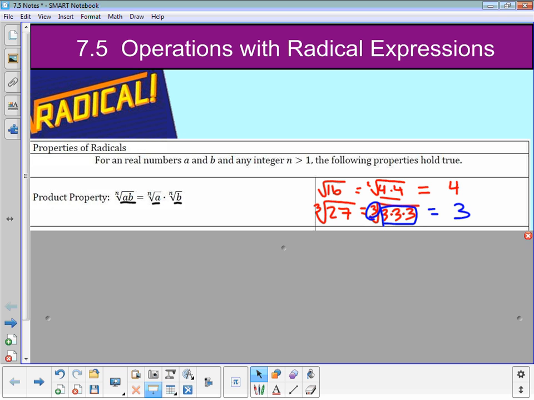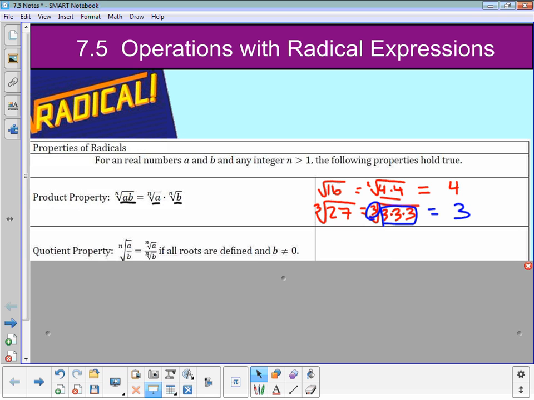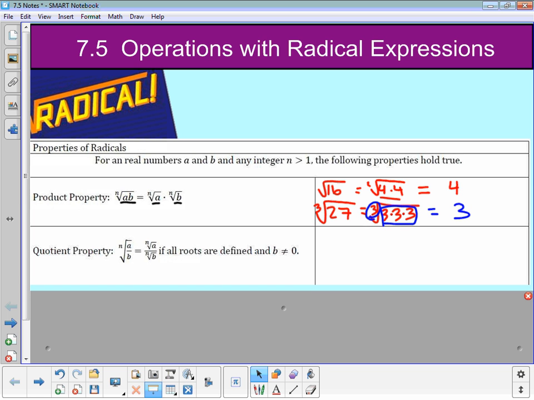Okay. Same thing with dividing. I'm allowed to break apart that division as well. So the quotient property says that if I have the nth root of a over b, I can take the nth root of a and divide it by the nth root of b.